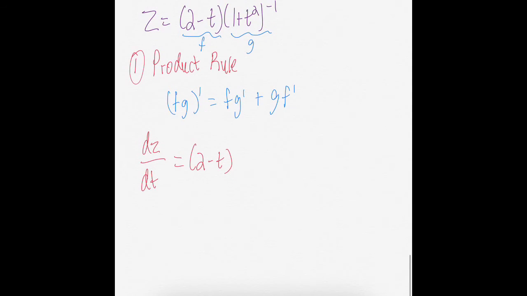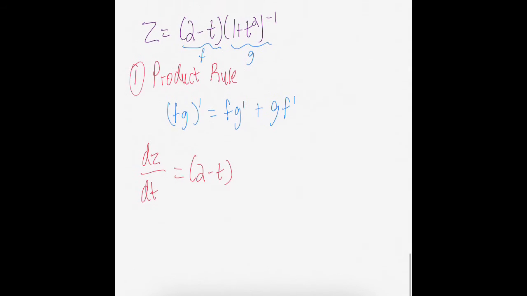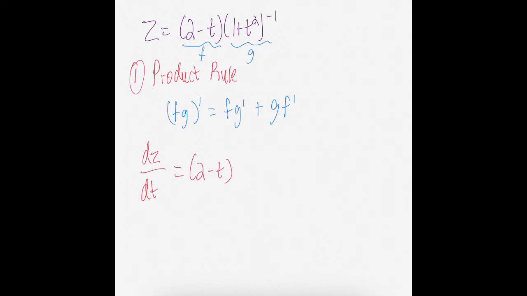Notice I'm writing dz dt because z is the name of our function here. 2 minus t, now I need to multiply by the derivative of g. Well, to do that, I'm going to use power rule. So I'm going to bring that negative 1 down front, multiply that by the inside, 1 plus t squared. Now I need to lower the exponent by 1. Okay, so negative 1, I'm going to lower that exponent by 1. Now I need to multiply by the derivative of the inside, and the derivative of 1 plus t squared is 2t. That again uses power rule.